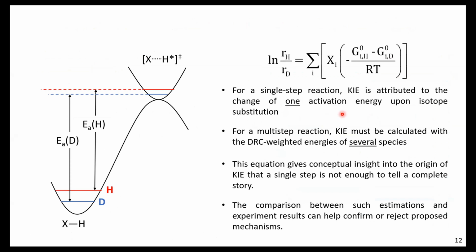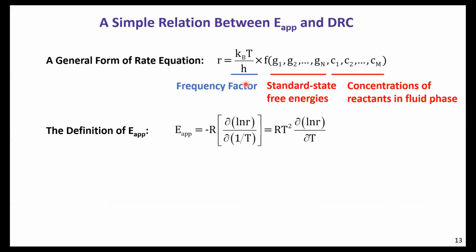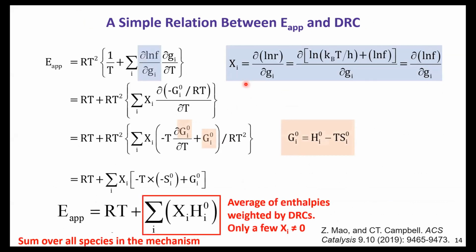After I finished this project, a question came into my mind. In textbooks, you can see the KIE is a result of the isotope substitution. It changes the zero point energy and changes the activation energy, and thus changes the rate. Since we proved that for a multi-step reaction, you can calculate the KIE using degree of rate control, my question is, can I express the apparent activation energy for a multi-step reaction using the degree of rate control analysis? And the answer is yes. I will not show the detailed derivation here, but just the final result.